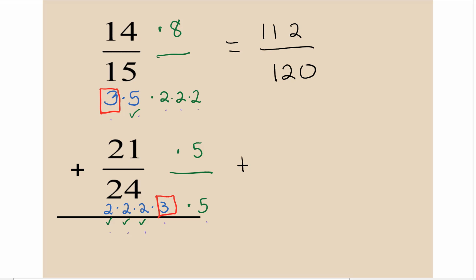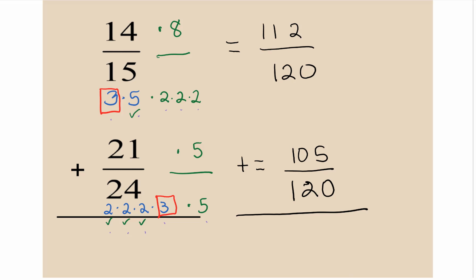For our next fraction, to get equivalent fractions, we're multiplying 21 times 5, which is 105 in the numerator. And then in the denominator, we're multiplying 24 times 5, which gives us 120. We should get the same denominator for both of our fractions if we did everything correctly. Now that we have common denominators, we can add the numerators and keep the denominator. So we get 217 over 120.